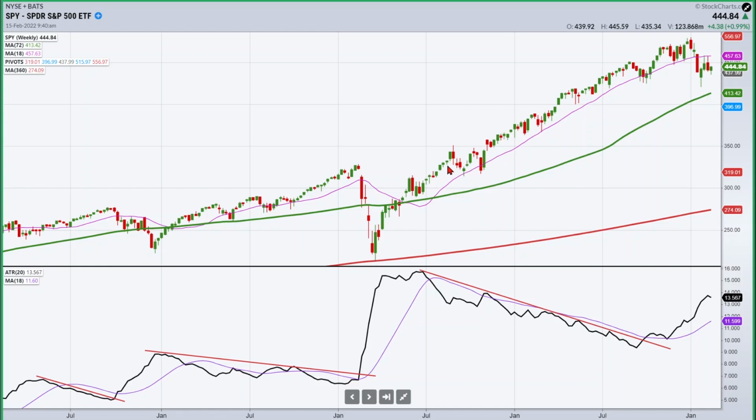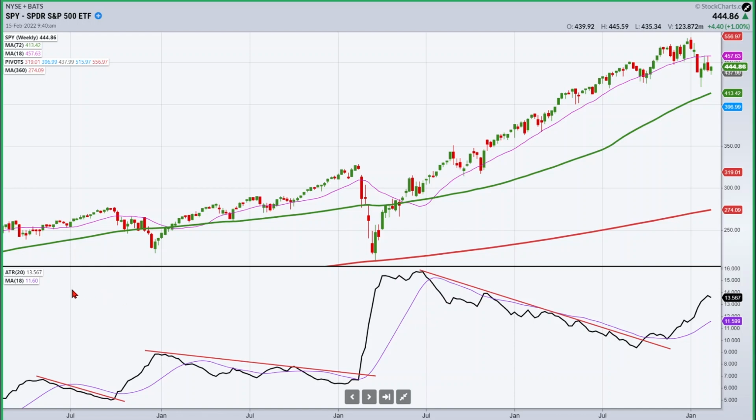And if you notice, what's been taking place is every pullback over the course of the past year has held the 18-week line until recently. I'll get more into that as I go into the individual time frames. So what I wanted to focus in on first was the volatility.